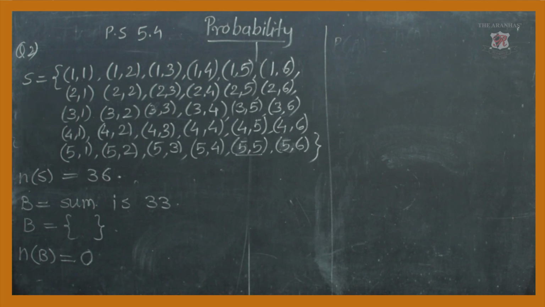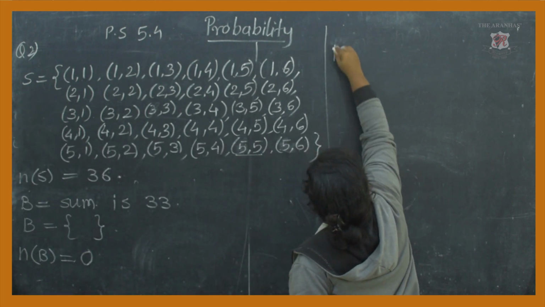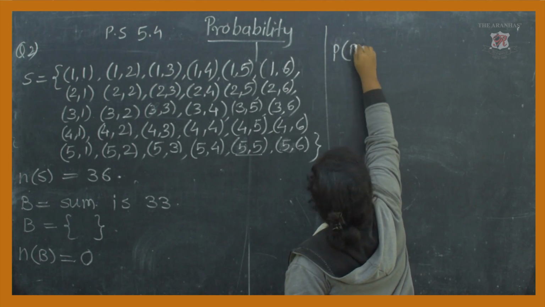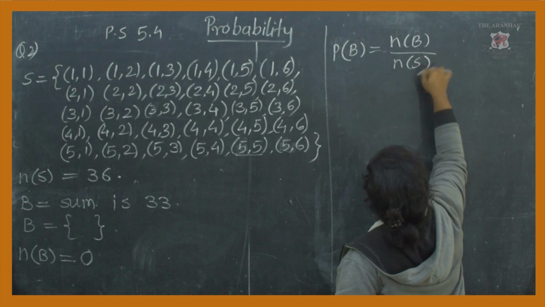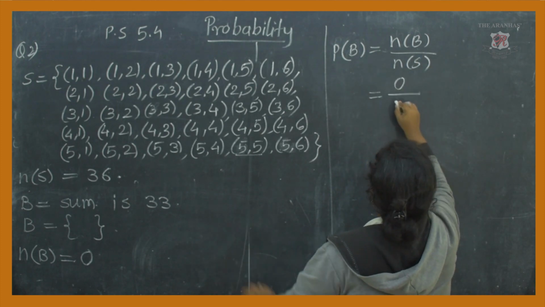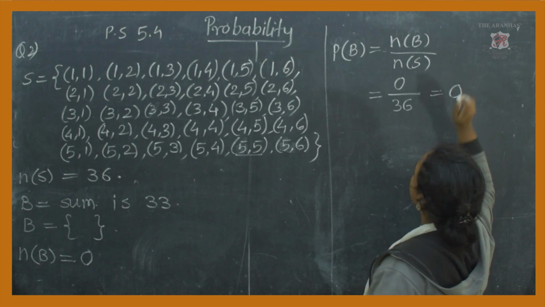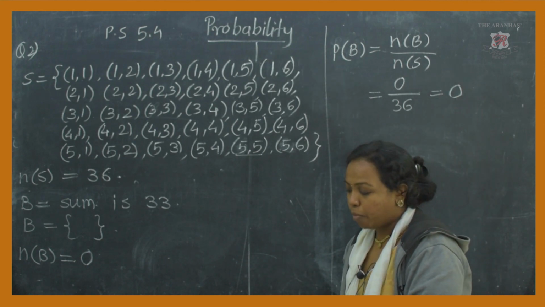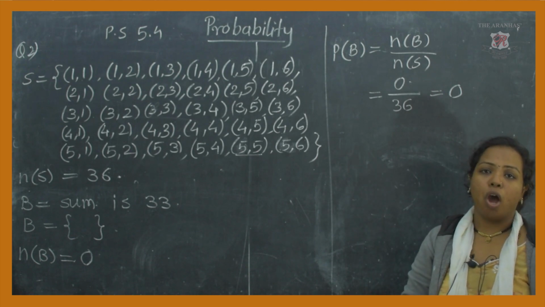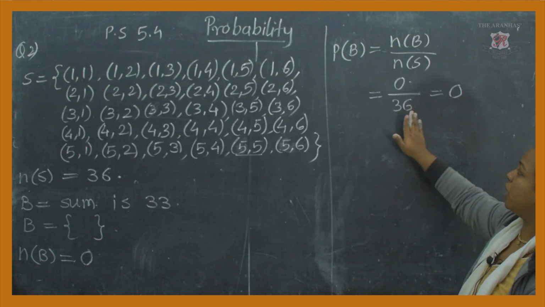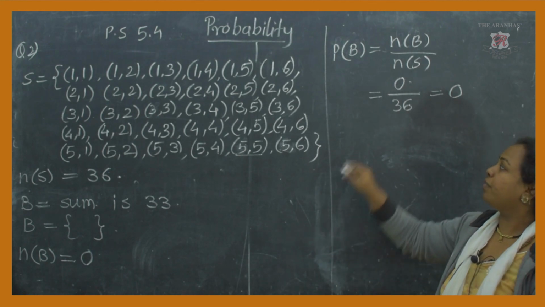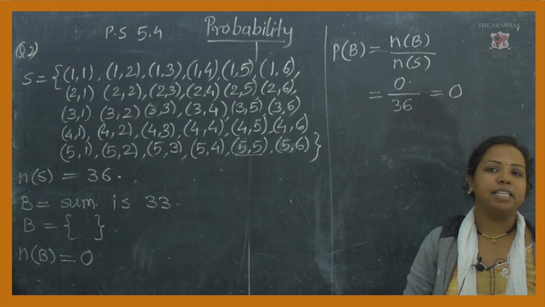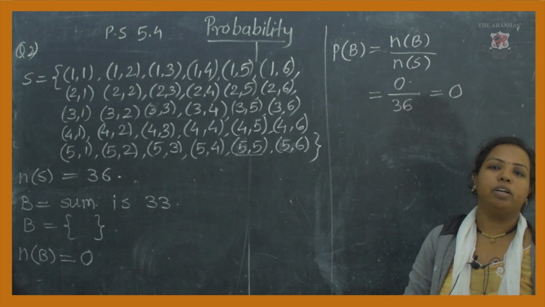n of B for the second event is 0. So, the probability of event B is n of B upon n of S. n of B is 0, n of S is 36, which is 0. We can write here 0. Why? Because the numerator is 0. What is the rule of fractions? If the denominator is 0, we cannot express that term. Denominator should not be equal to 0.